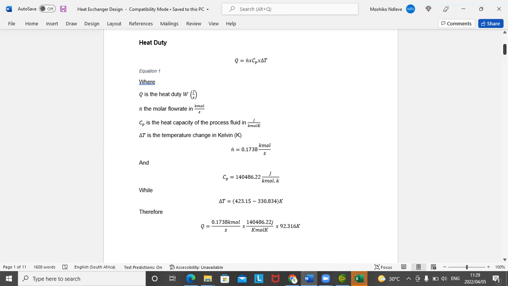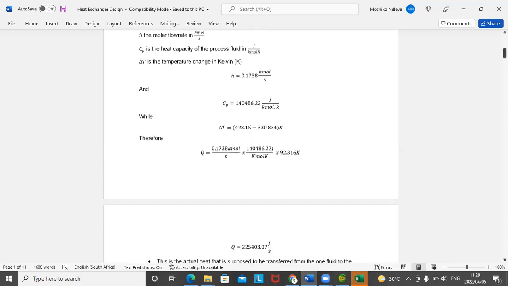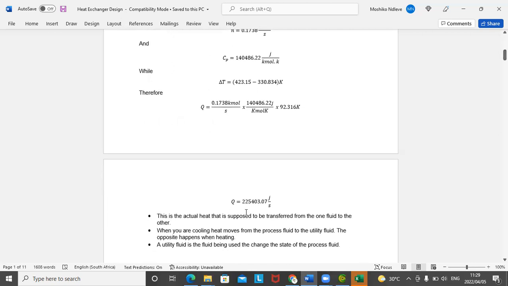That is very important. So your unit conversions are critical in making sure that your design comes right. So in the case where you calculate it manually, so you have your flow rate, you have everything, this is how you get your heat duty. And what you'll come to is the answer will be 225,403 joules per second, right?